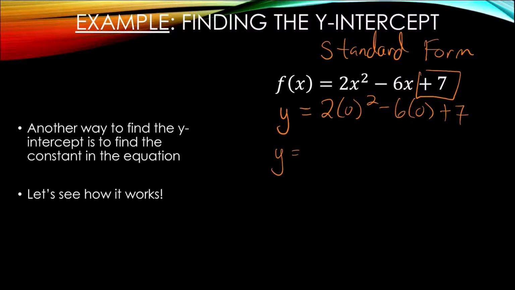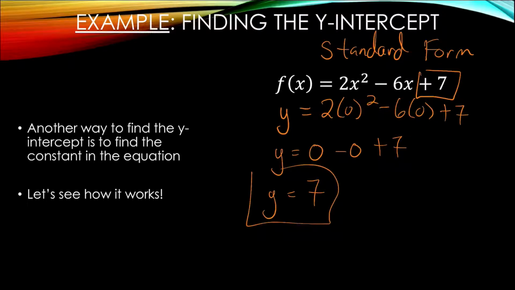Okay? Y is equal to 0 squared is 0 times 2, still 0. Negative 6 times 0 is still 0, plus 7. This simplifies to y equals 7. And my y-intercept is when x is 0, y is 7. That is where it will show on my coordinate plane. So notice that any term that has an x in it, and I set it equal to 0, those terms just kind of go away, because anything multiplied by 0 is 0. And then we add 7 to that term.